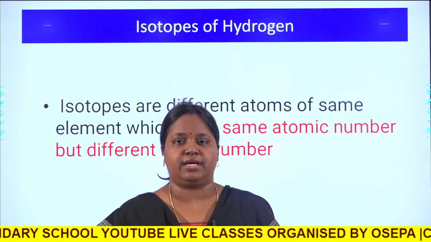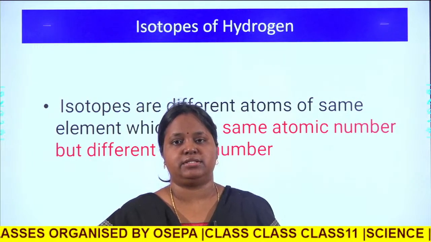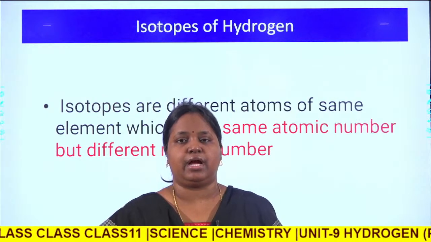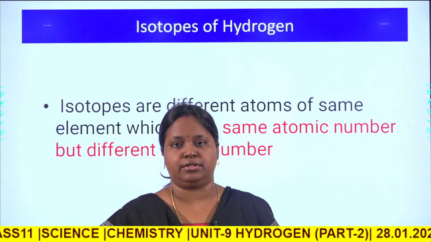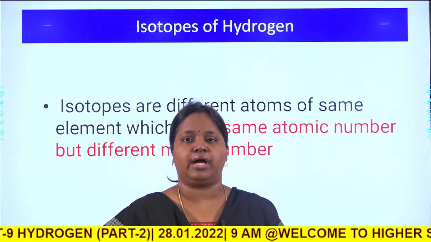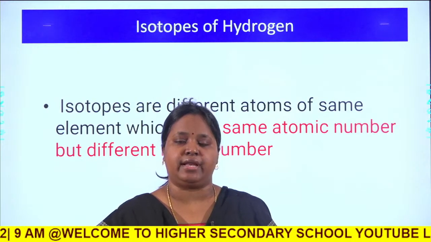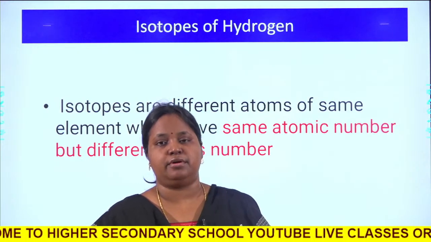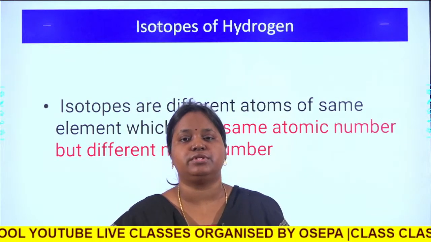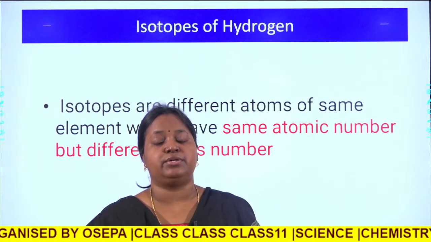In the previous class, we completed unit 12 of your syllabus, that is organic chemistry, some basic concepts and techniques, and also we have started hydrogen. We have studied the occurrence of hydrogen and how hydrogen has an anomalous position in the periodic table, because hydrogen has certain similarities with group 1 elements, while it also has certain similarities with group 17 elements.